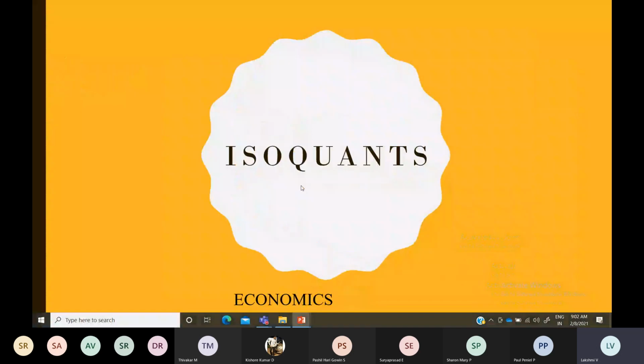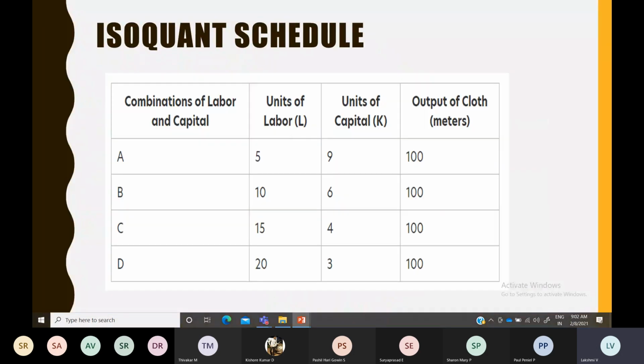The indifference curve shows how much utility a customer is going to derive from the combination of two products. Whereas the isoquant curve is going to show the combination of two factors. So here only two factors will be utilized by the producer.